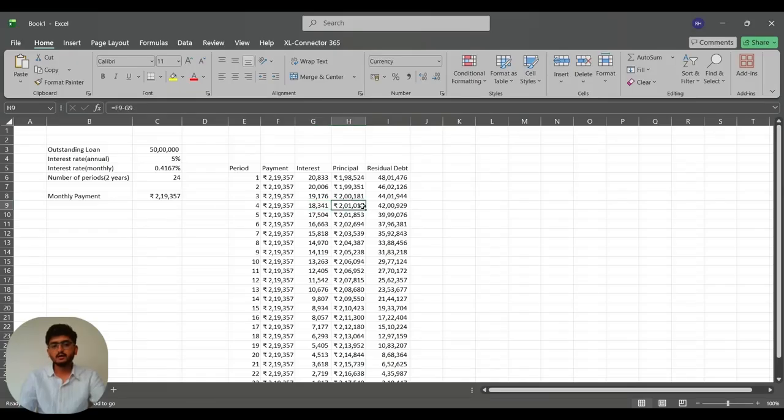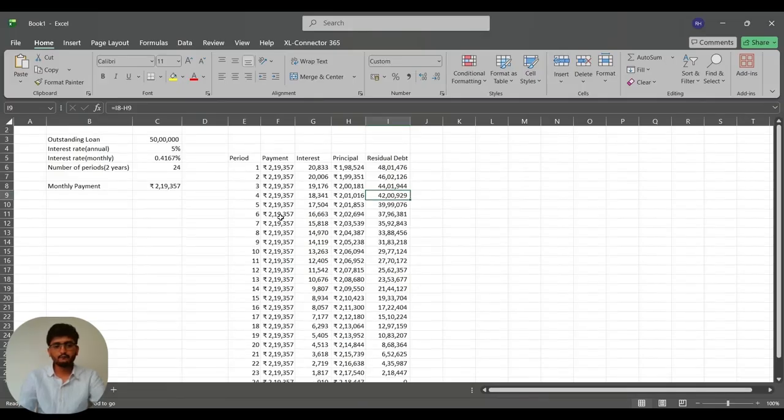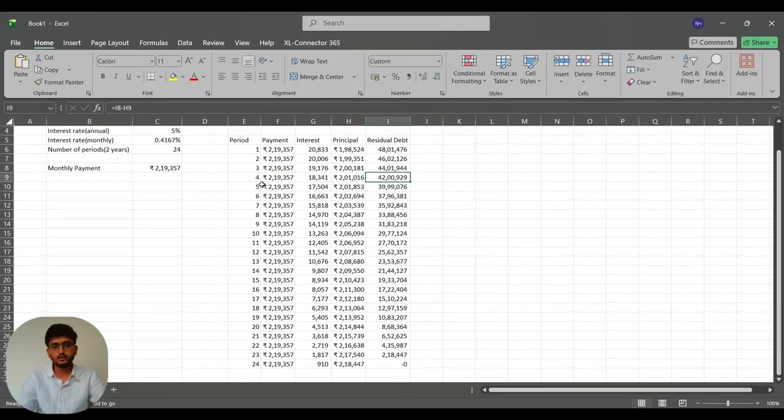Then the 2,01,016 rupees we're going to deduct from the last month's remaining loan amount. 44 lakh 1944 rupees minus 2 lakh 1016 rupees, we'll get 42 lakh 929 rupees. So the remaining loan amount is 42 lakh 929. So we're going to the next month. Like that we're going to do 24 months, the first 24 months of the 10-year EMI period.